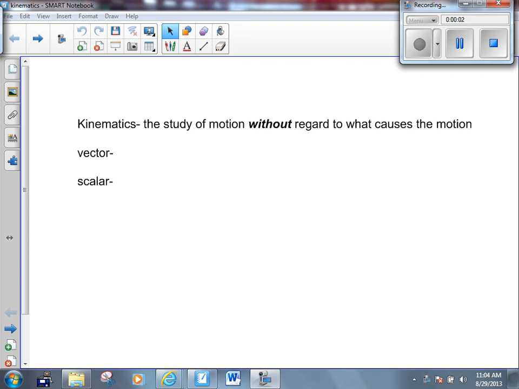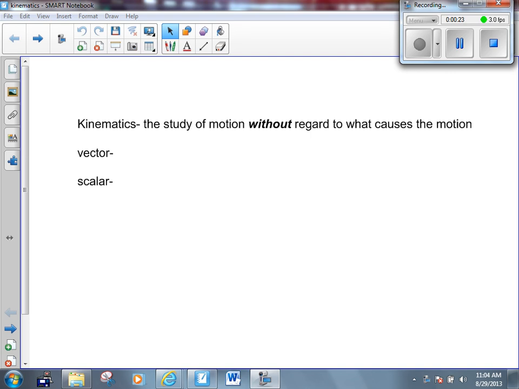All right, lightning fast this morning, guys. Who's going to tell me the difference between a vector and a scalar? Good, good. Vector has both magnitude and direction, whereas a scalar has only magnitude.